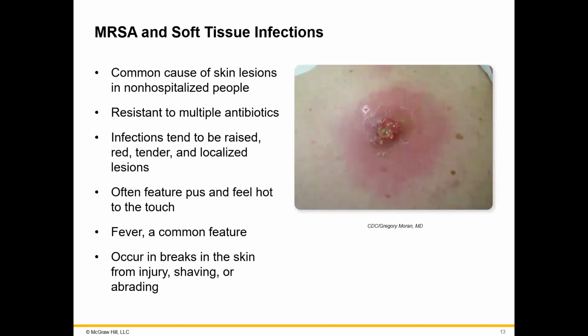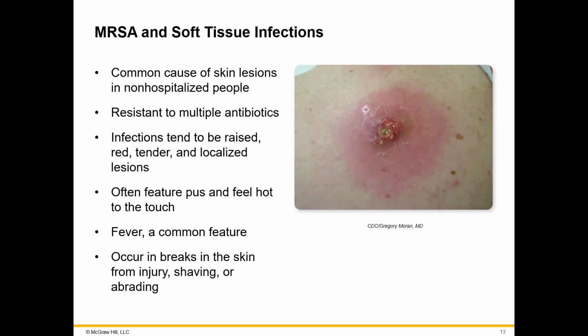So let's move on to our infections themselves. MRSA and other soft tissue infections. MRSA and other Staphylococcus aureus infections are going to be common causes of lesions. This could be in non-hospitalized people as well as hospitalized people. We see MRSA getting transmitted around in hospital-like situations, but you can get MRSA and staph outside of the hospital as well, just from person-to-person interactions.